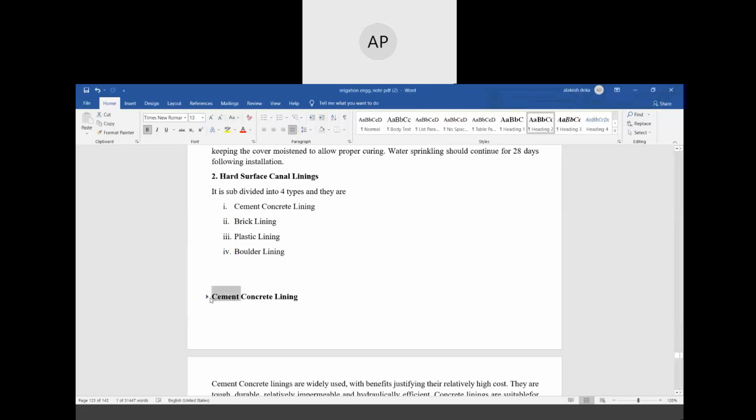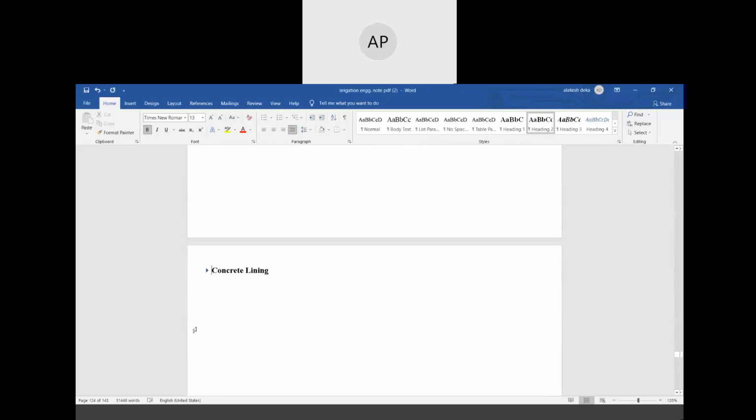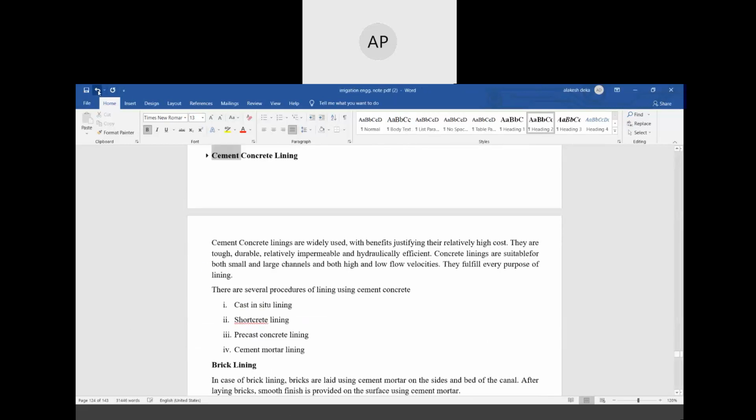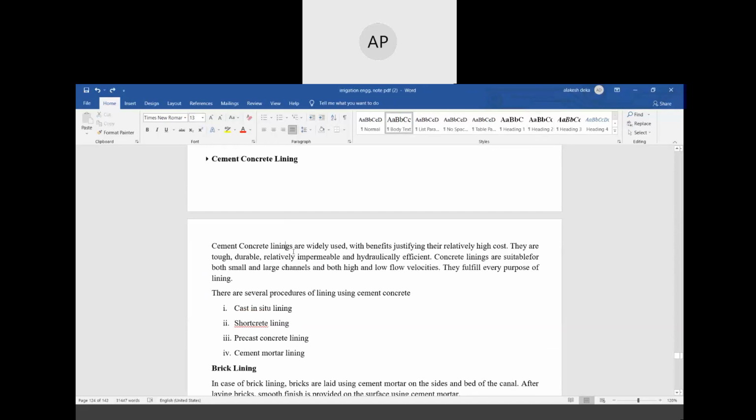Cement concrete linings are widely used, with benefits justifying the relatively high cost. They are tough, durable, relatively impermeable, and hydraulically efficient. Concrete linings are suitable for both small and large channels and both high and low flow velocities. They fulfill every purpose of lining.